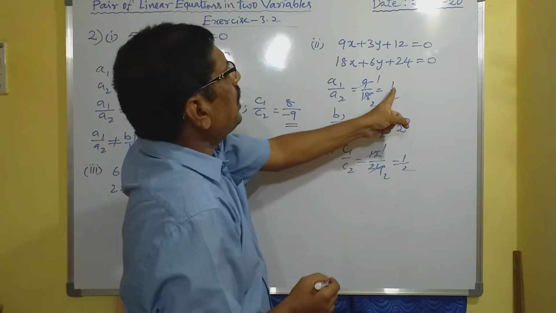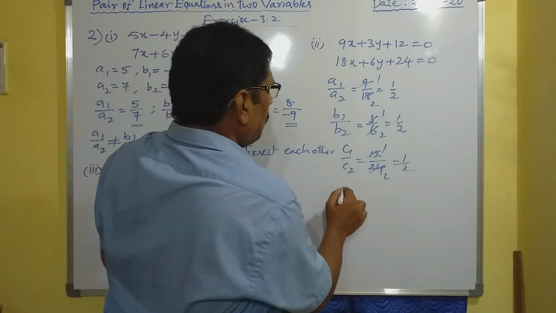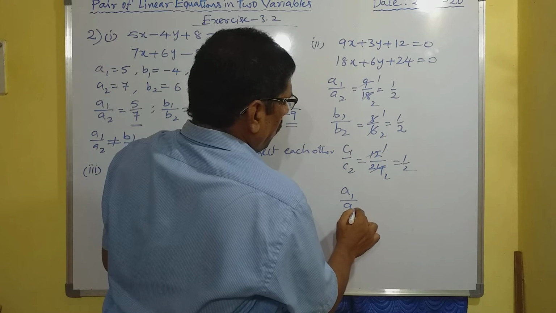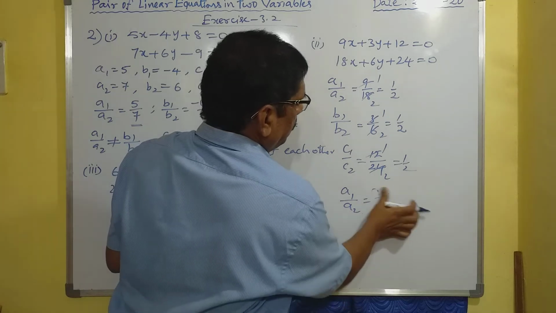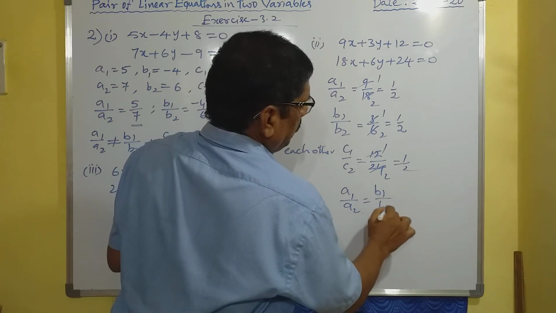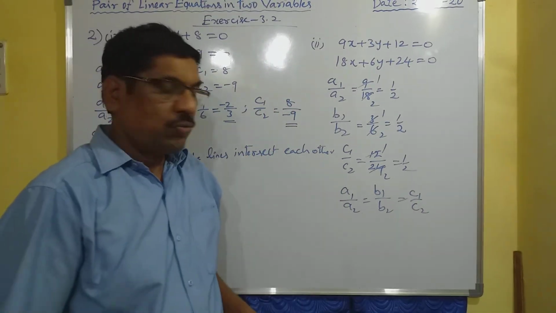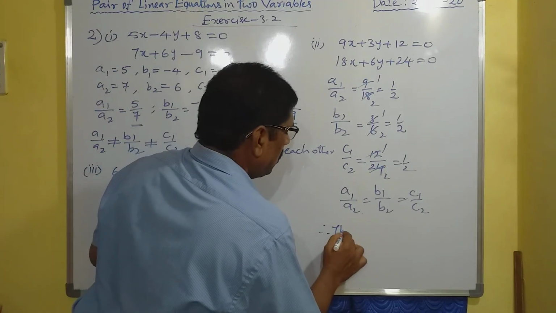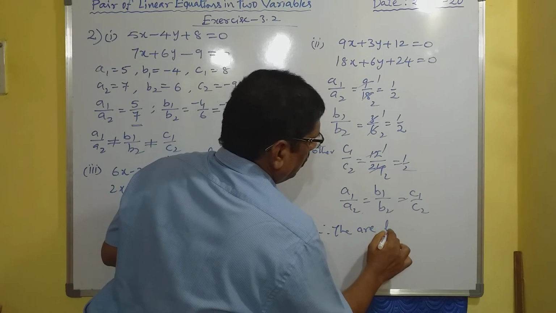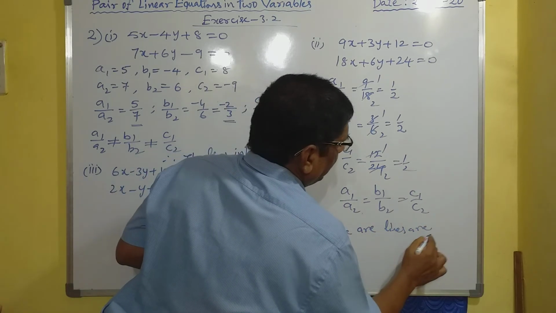Here you observe A1 by A2, B1 by B2, C1 by C2 all are equal to 1 by 2. A1 by A2 is equal to B1 by B2 is equal to C1 by C2. Okay, all are equal. From this what can we say? Therefore, the lines are coincident.